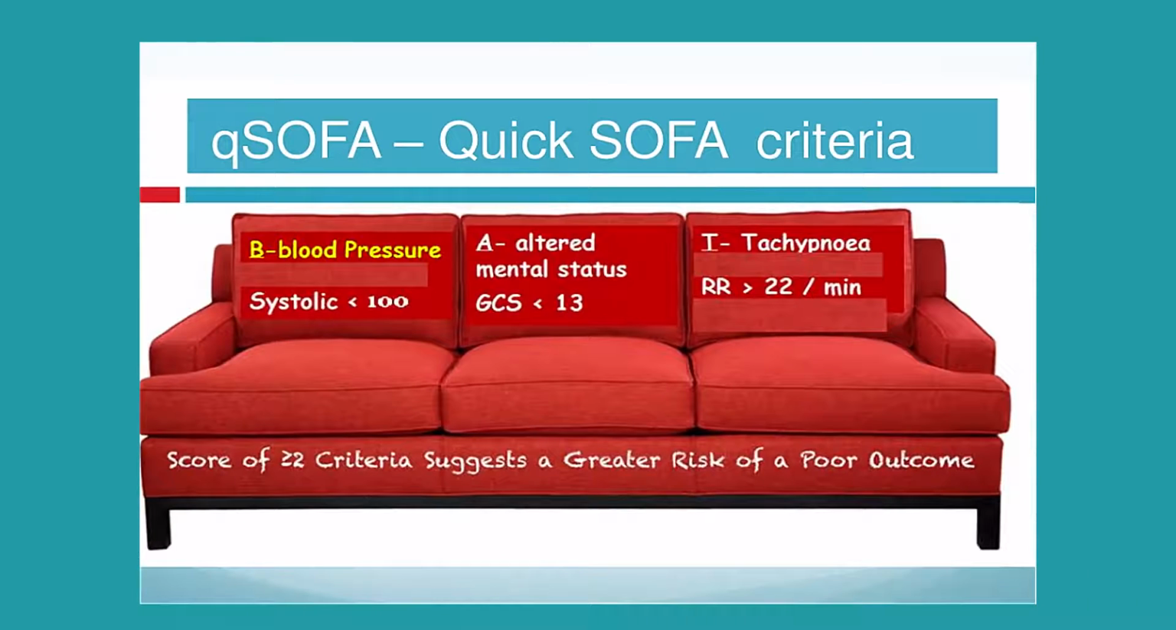So it has three basic components, that is the systolic blood pressure, altered mental status, and the tachypnea. So patients with a systolic blood pressure of less than 100, a GCS of less than 13, and respiratory rate of greater than 22 will score 1 for each criteria if it is present. A score of greater than 2 would suggest a greater risk of poorer outcome.